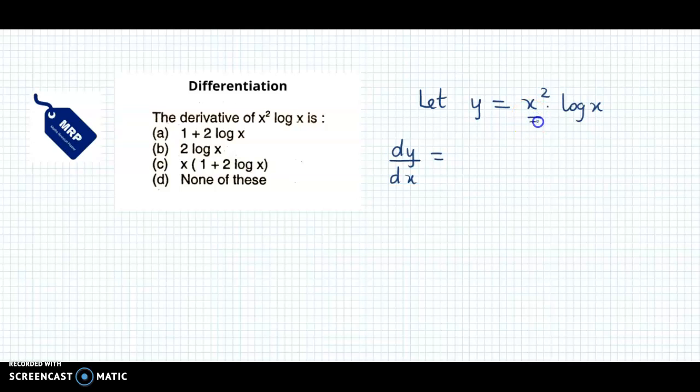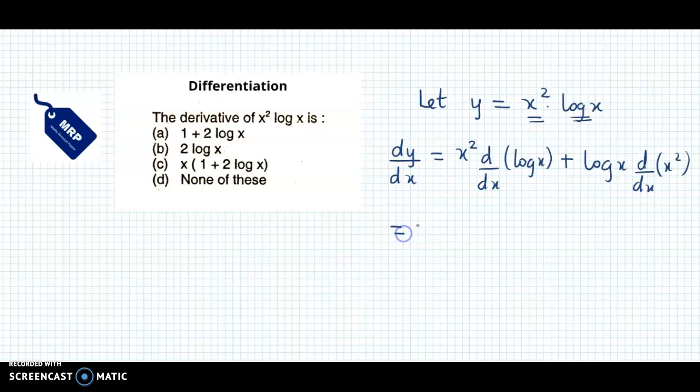Now here we apply the product rule, which is the first term into derivative of the second term, that is x square into derivative of log x, plus second term into derivative of first term. So that is log x into derivative of x squared. So we have applied the product rule over here.